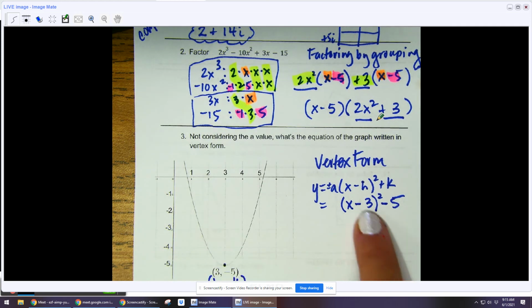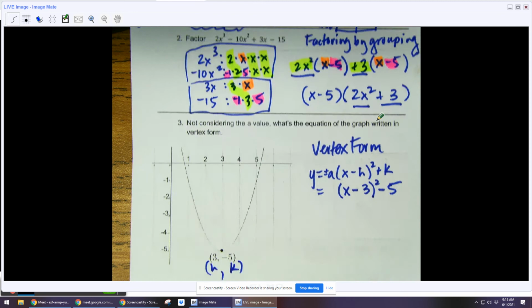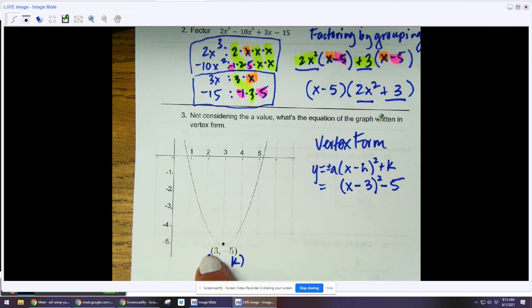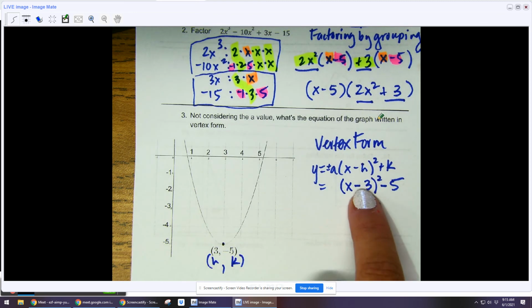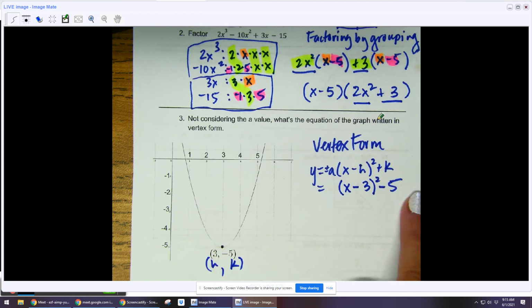Hopefully when you look at your answers, you're able to see that all of them have the same a's and you can just look at the vertex. Remember, if the vertex is a positive 3, it's a negative 3 in the formula. And then that k value keeps the same sign.